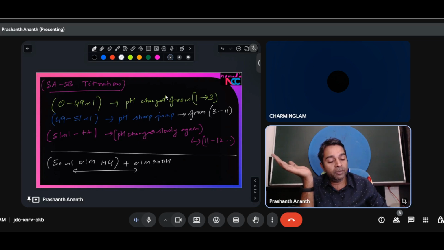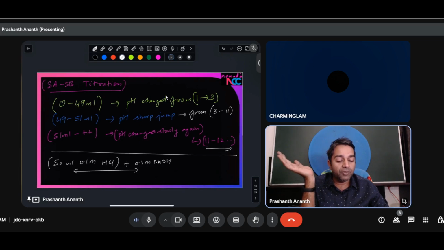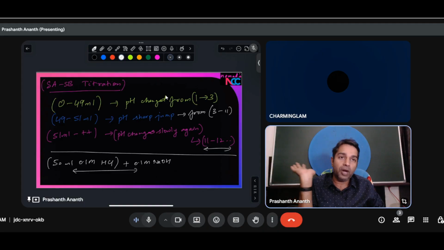So it's always going to be going from 11 till 12 point something only. However much NaOH you add, it will not hit 13, it cannot go above 13. Do you understand what I mean?